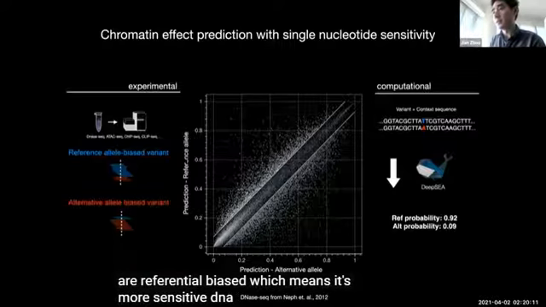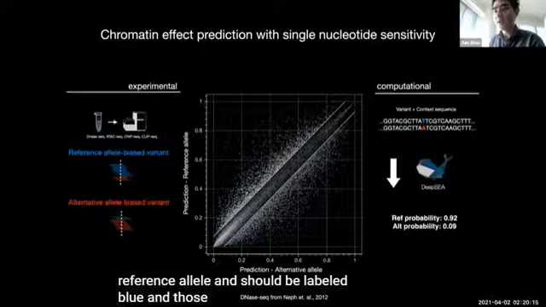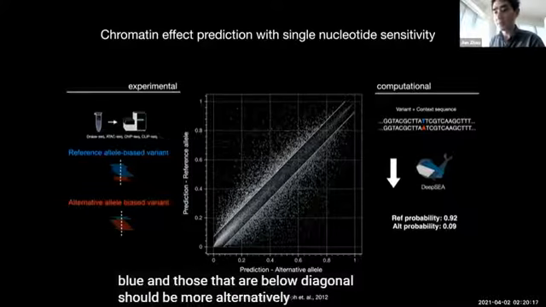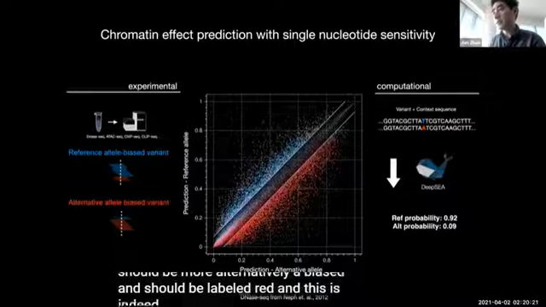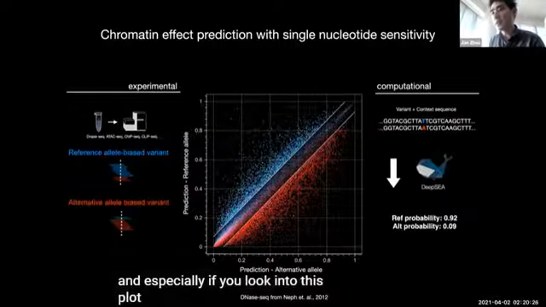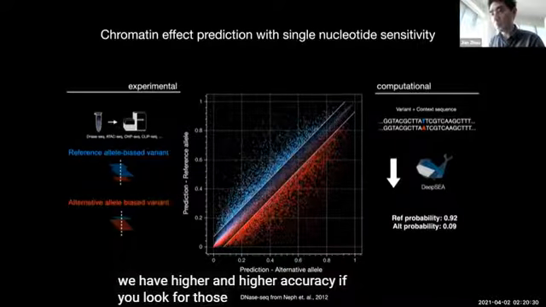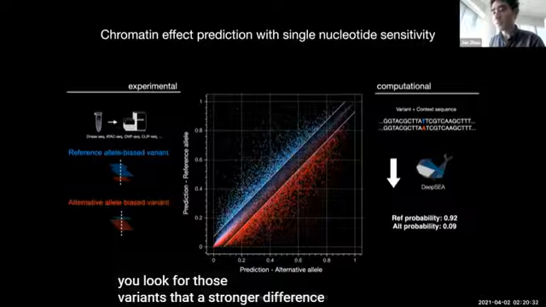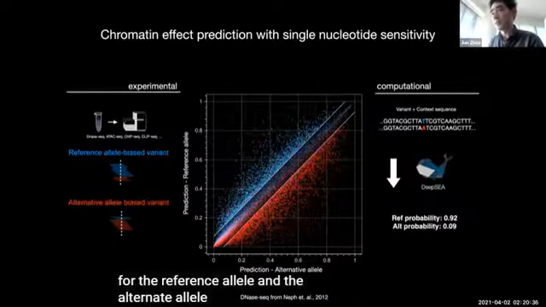more sensitive, DNA sensitive for the reference allele and should be labeled blue. And those that are below diagonal should be more alternative allele biased and should be labeled red. And this is indeed the case. Especially if you look into this plot, we have higher and higher accuracy if you look for those variants that have stronger difference between the prediction for the reference allele and the alternative allele.